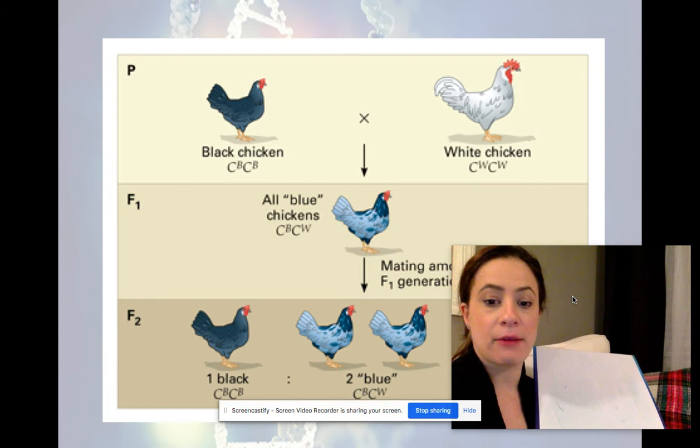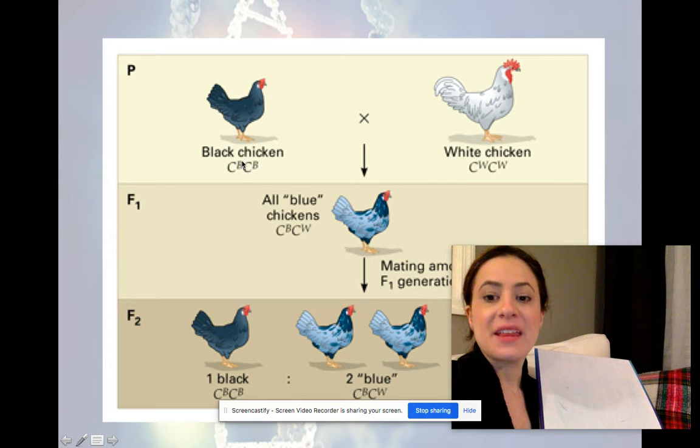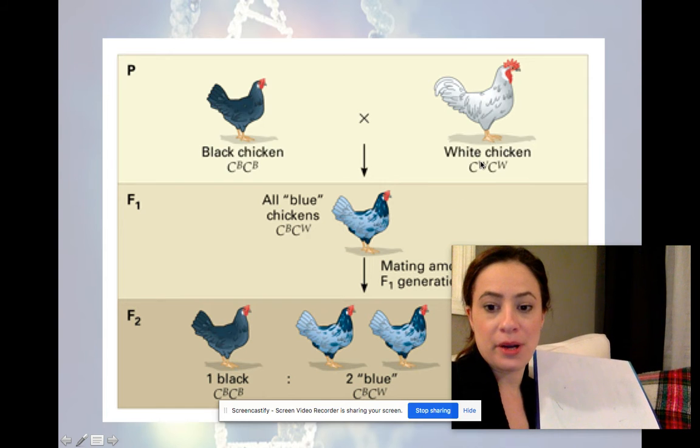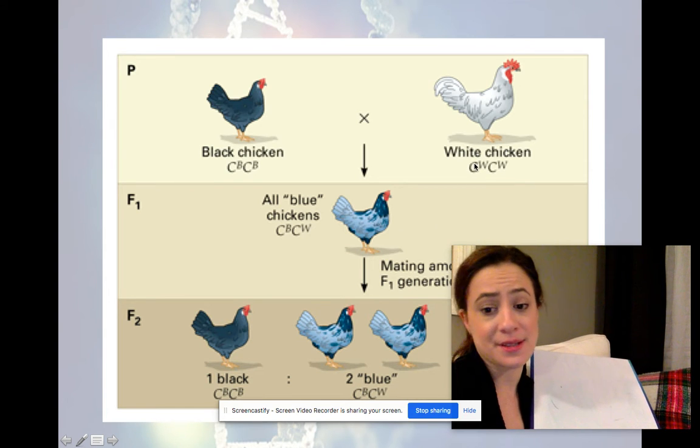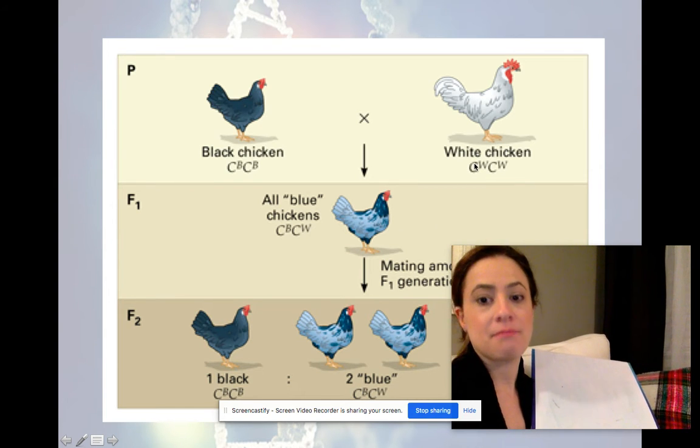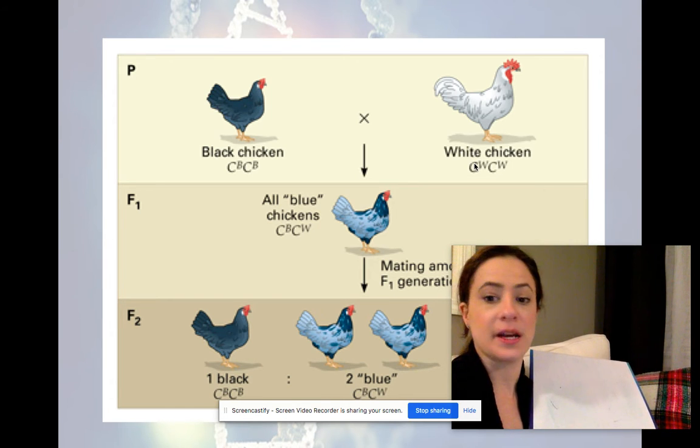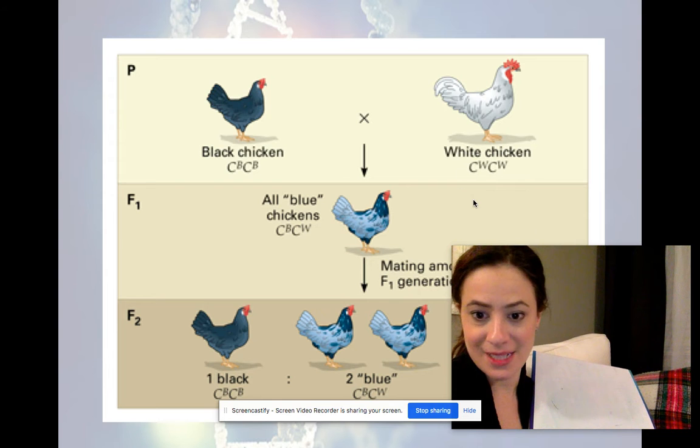If I go backwards here, you see that there's a B here for black and a W here for white. In this image I got off the internet, they put it with the letter C, which represents codominant. But we may write just B and W for black and white, and that's fine. You don't have to put this letter as notation.